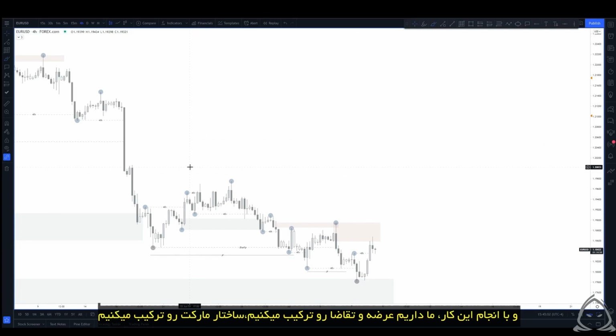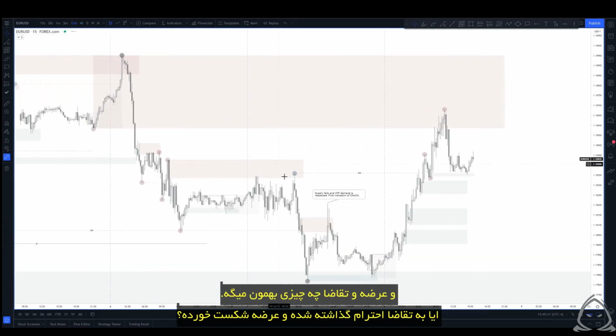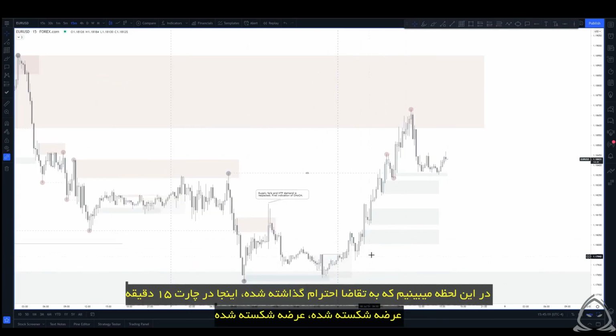And by doing that, we're combining supply and demand, we're combining market structure, we're trying to understand where price is showing us from a market structure perspective and what supply and demand is telling us. Is demand being respected and supply failing? At this point, we're seeing demand being respected here on the 15-minute chart, supply failing, supply failing.